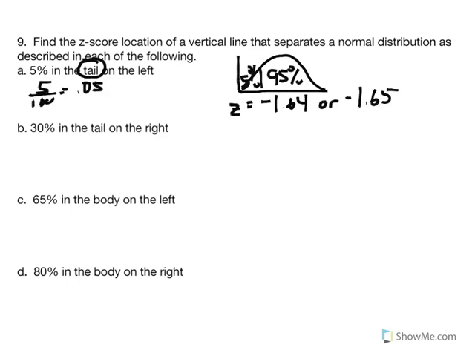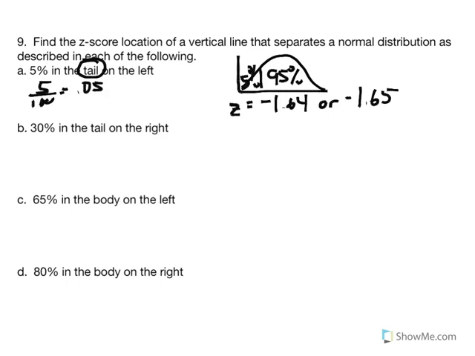So we would recognize that the corresponding z-score would be negative 1.65. And again, this is why it's so essential to draw your distribution and identify the location of the value you're looking for. Because this area that's partitioned off by 5% in the tail to the left tells us that the z-score is going to be negative. Recognizing that the unit normal table does not include negative z-scores, it's up to us to recognize what side of the mean we're working on.